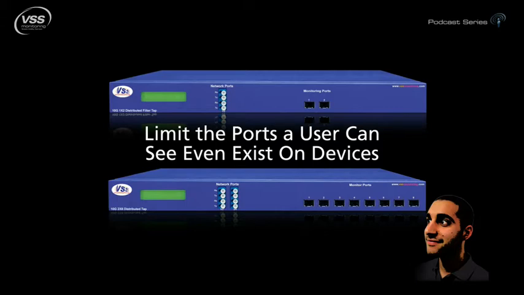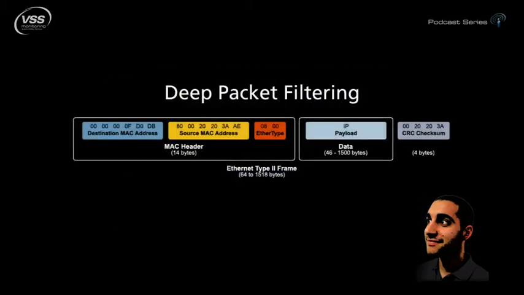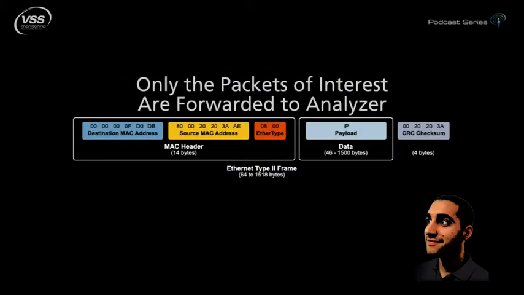That's pretty interesting. Now, what about dropping packets? So this is obviously an aggregation and filtering tap. We can aggregate these very high-speed links, these 10G links. What about dropping packets on the wire? What can we do for those kinds of things? Well, these boxes offer deep packet filtering, which will only allow the packets of interest that the analyzer wants to see be sent to the analyzer.